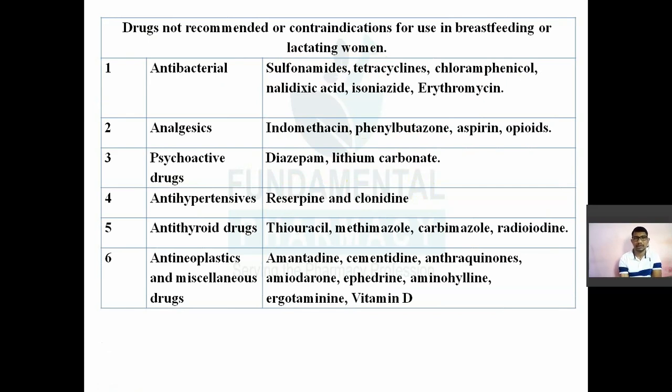So you know that we have seen in the last lecture there are certain drugs which are excreted in the milk. Okay, so those drugs which are secreted or excreted in the milk, they should not be administered in the pregnant and lactating woman. So what are the examples of these kind of drugs? Antibacterial drugs or antibiotics like sulfonamide, tetracycline, chloramphenicol, nalidixic acid, then isoniazid, erythromycin. So these kind of antibiotics are secreted in the milk and they can adversely affect the fetus.